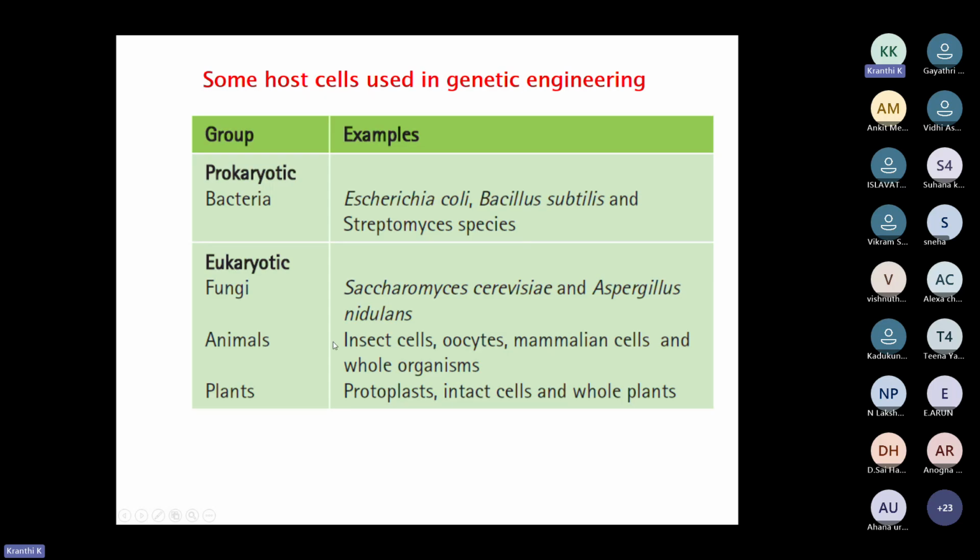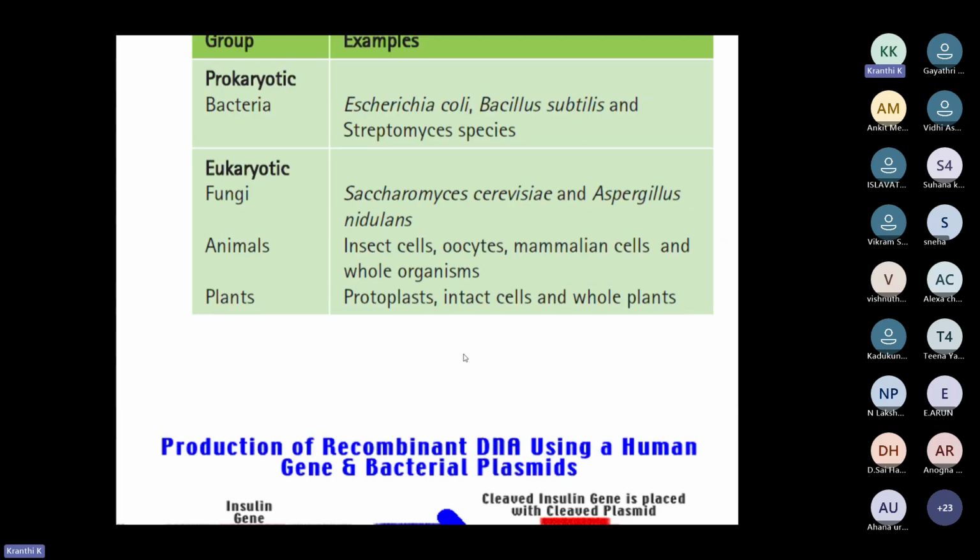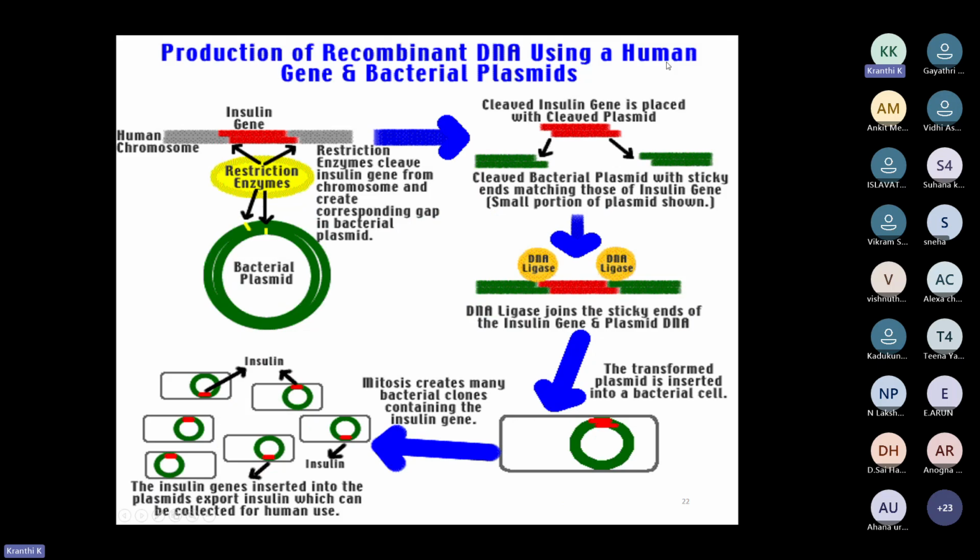If it's a eukaryote, then you can insert it into fungi. Which one you are going to insert the recombinant DNA into? Fungi or animals, and in plants also you can insert. Okay, you can infect, right? Now, production of recombinant DNA using a human gene and bacterial plasmid. The same thing I explained to you.